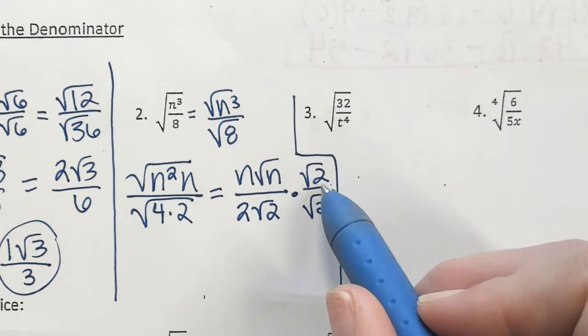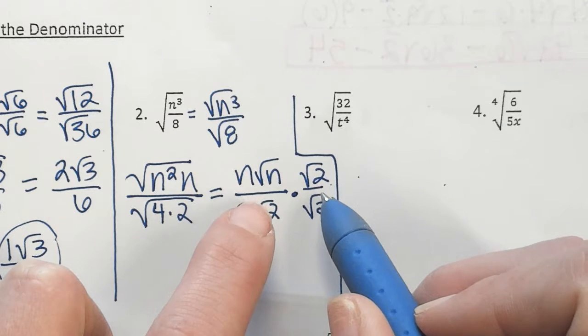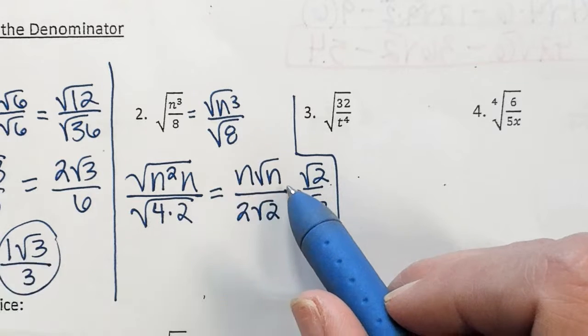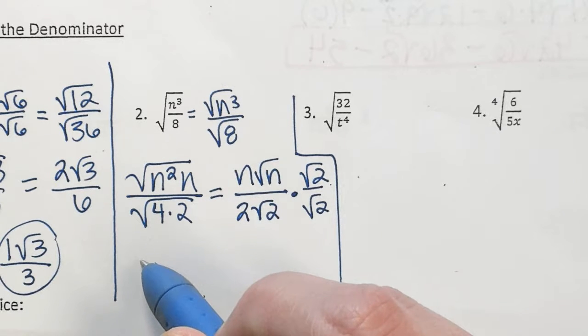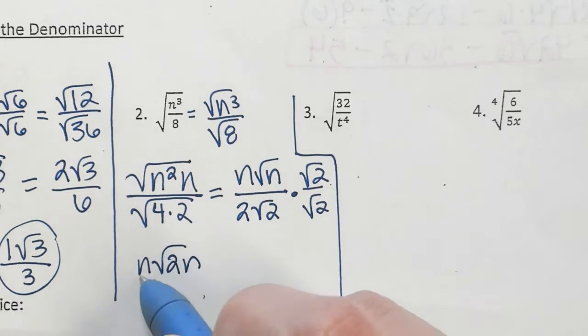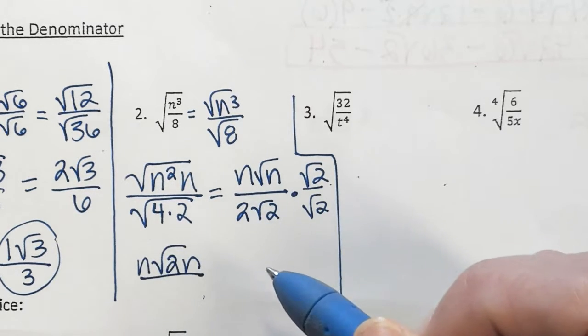Alright, on top, what can I multiply this 2 by? Just what's underneath the radical, right? So tell me what it's going to look like. n square root of what? Good. We can only multiply what's underneath the radicals together.